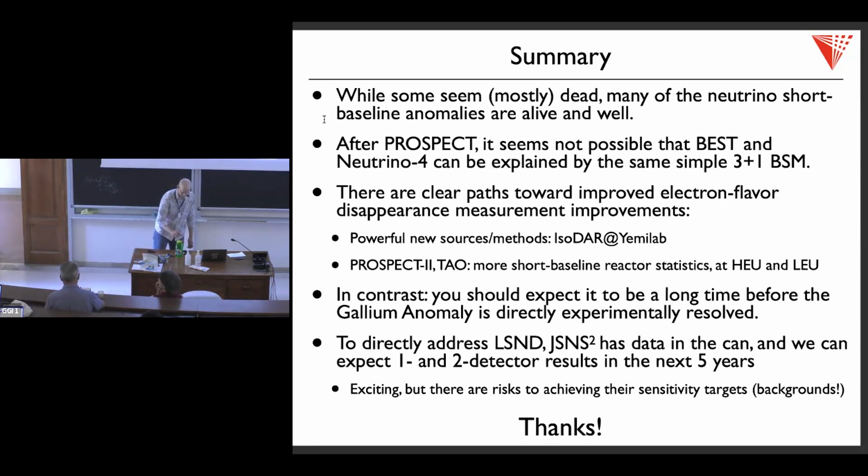Bryce, we have time for more questions. Just a comment on something I'm not at all expert in: you mentioned that after the PROSPECT result, BEST and Neutrino-4 cannot be explained by the same simple 3+1 oscillation model. Regarding Neutrino-4, there was already several years ago a paper signed by different collaborations, maybe including PROSPECT, I don't remember, saying that the analysis done by Neutrino-4 is not serious at all. So I think this has to be mentioned. I'm not an expert, but they seem extremely clear that one cannot take this as a serious analysis.